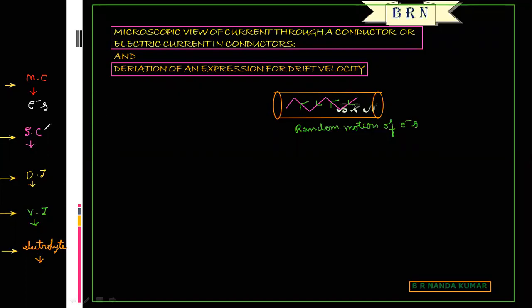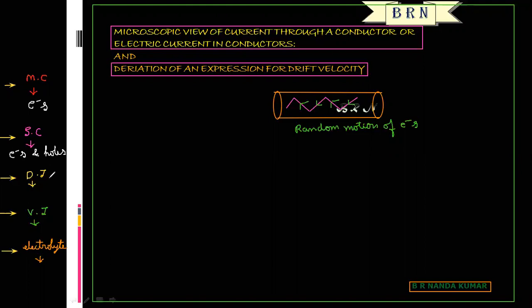Okay, what are the charge carriers or current carriers in a semiconductor? In a semiconductor, the current carriers are electrons and holes. Electrons and holes are the current carriers in a semiconductor. Current in a semiconductor is constituted by electrons and holes.